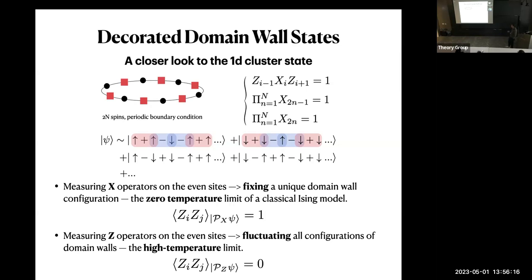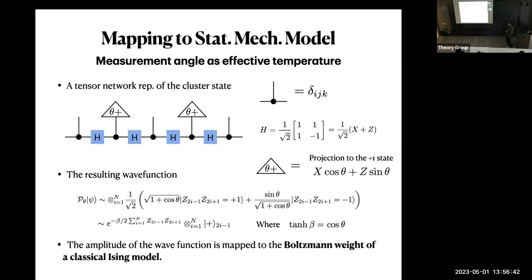And if we measure the z operator along the even sites, then we want to fluctuate the domain walls on the odd sites, because we are not measuring precisely x, we're measuring z. So all these configurations will be there in the resulting wave function. That corresponds to a high temperature limit of a classical Ising model considered on the odd sites. This can actually be made very precise. You can analytically work out the projected wave function, and indeed it can be written as a superposition of all the configurations, but with a weight. That weight can be mapped to the Boltzmann weight of a classical Ising model, and the temperature of that weight is related to the measurement angle by this simple relation.